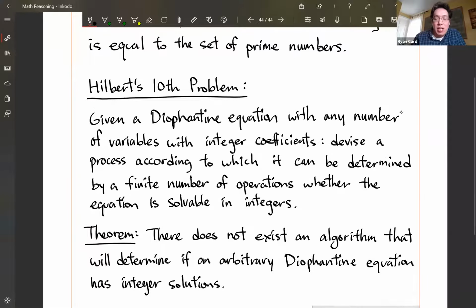So here's a theorem. There does not exist an algorithm that will determine if an arbitrary Diophantine equation has integer solutions or not. So it was shown that it was impossible. But actually, I think at this point, at the time, it should have been expected, at least in the 70s, that this should have been impossible, because it turned out that a lot of important key questions in mathematics could be encoded in terms of Diophantine equations.